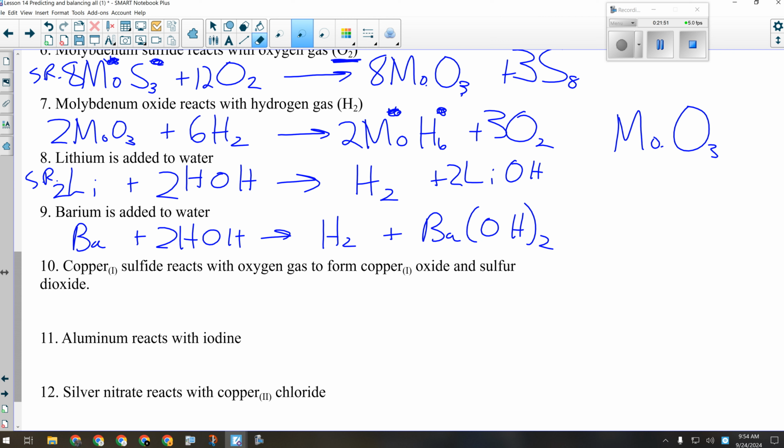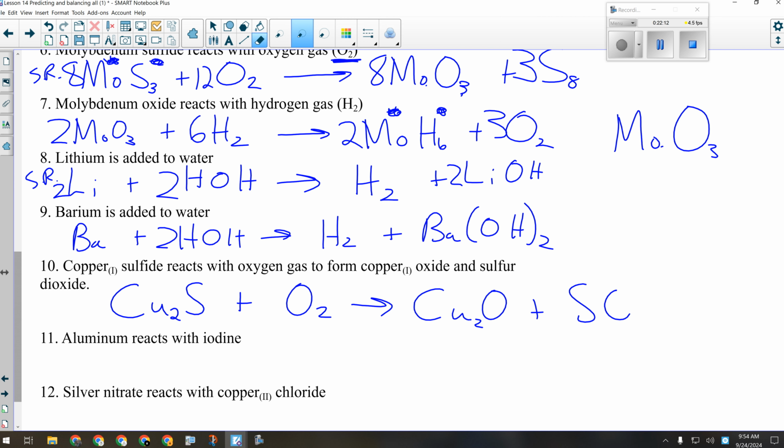And then for number 10, copper 1 sulfide, Cu2S, reacting with oxygen gas. We got a single replacement reaction there where it's going to make copper 1 oxide, and that'll be Cu2O, and sulfur dioxide. So a slightly different reaction there, not one we would have predicted.